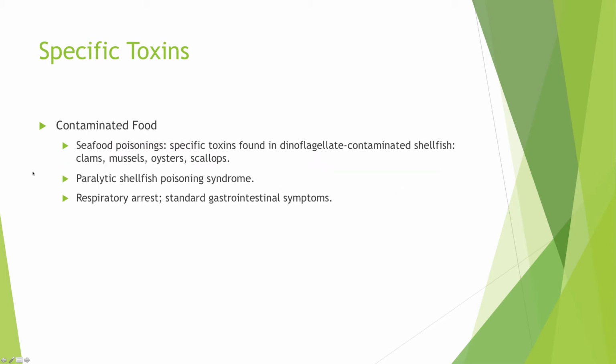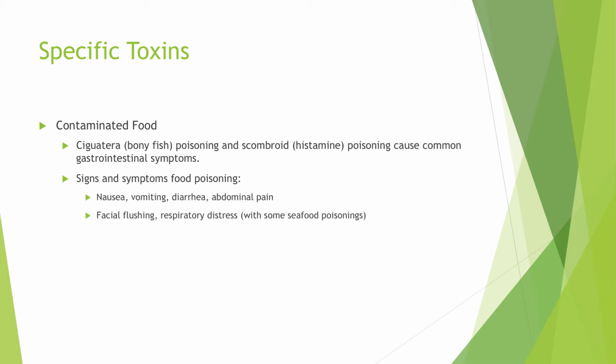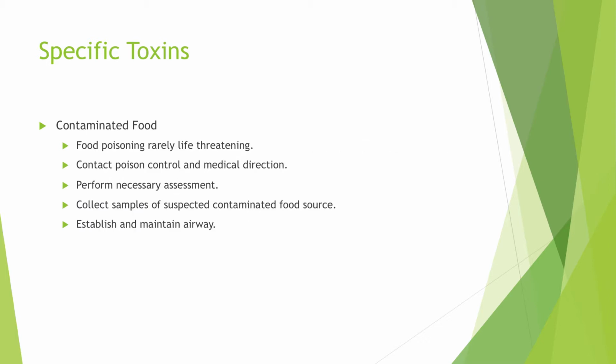All right, so we're going to continue here with contaminated foods. We have some of those paralytic shellfish poisoning syndromes. If they're not cooked correctly, you have to watch that. Respiratory arrest and standard GI symptoms are some of the things you see with contaminated food. Bony fish poisonings, scombroid, you have histamine poisonings, common causes of GI symptoms: nausea, vomiting, diarrhea, facial flushing, respiratory distress with some seafood poisonings, and anaphylaxis.